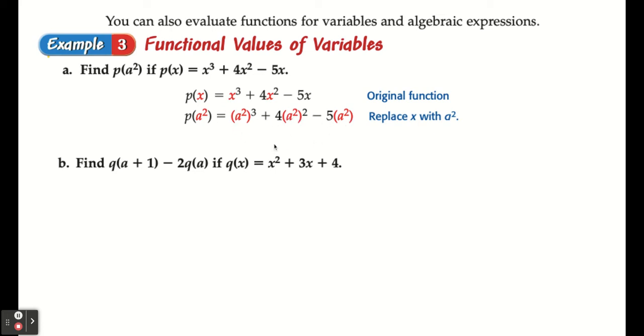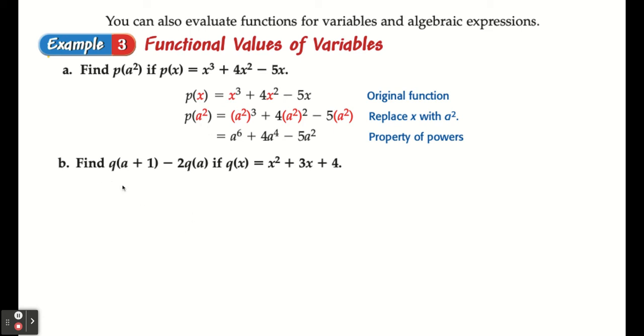Again, all I have to do is evaluate the right side of the equal sign, nothing on the left. So a squared to the third power is going to be a to the sixth. 4 times a squared, squared, well, a squared squared is a to the fourth. And 5a squared is just 5a squared. So this would be the expression that would allow me to express p of a squared.